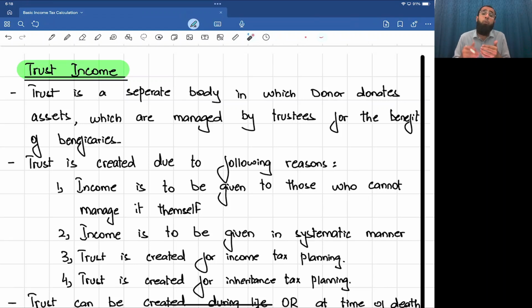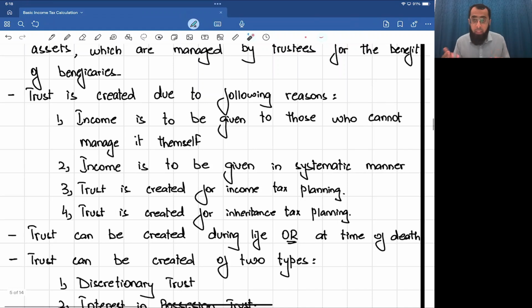Similarly, if you want to give income to a social entity, or to a family member who cannot manage that business activity himself, in that case you create a trust. The trust will be managed by the board of trustees and the income will go to the beneficiary. The second reason is that income is to be given in a systematic manner. We can develop a constitution of the trust and write that every year or every month, a certain amount will be given to the beneficiaries. If we are afraid that beneficiaries may misuse the amount or over-extract, we may develop a systematic manner as well.